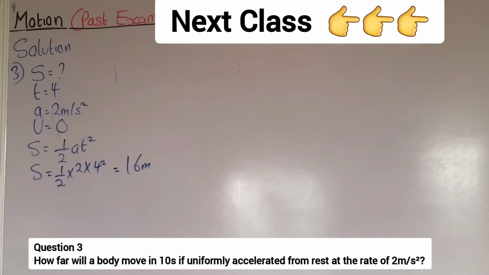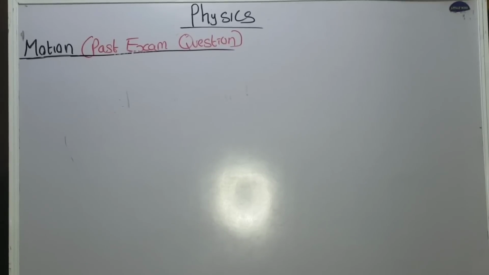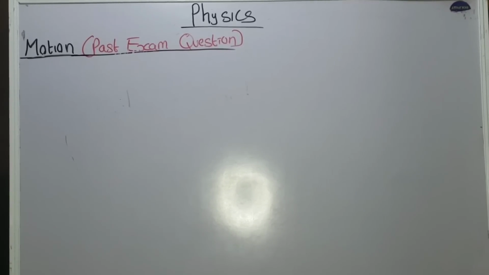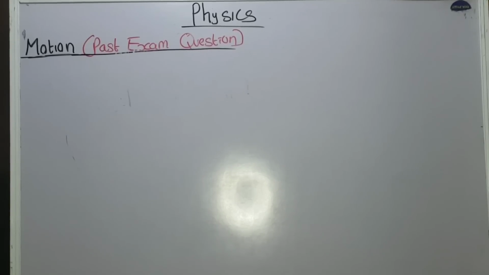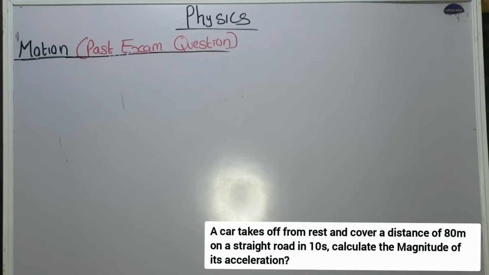Okay, so that will be all for this class. In this class, we're going to go over past exam questions on uniformly accelerated motion. Okay, let's start with the first question. A car takes off from rest and covers a distance of 80 meters on a straight road in 10 seconds. Calculate the magnitude of its acceleration.